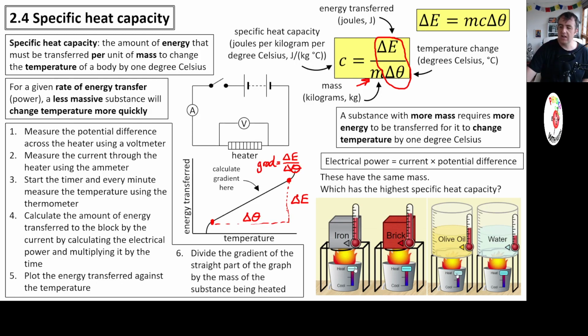So that means the brick has a lower specific heat capacity than the iron, because the temperature is going up faster. Now let's compare olive oil and water.